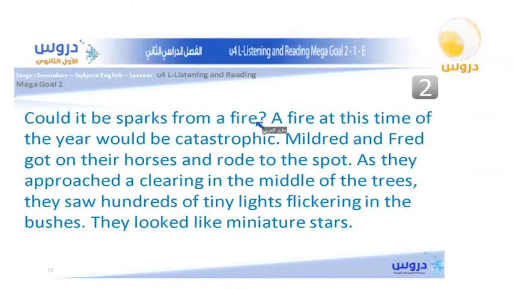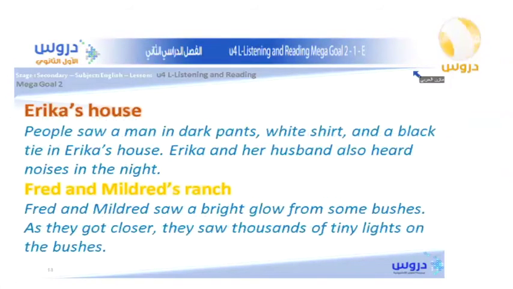So just to sum up those stories, we started with Erica's house. We said that people saw a man in dark pants, a white shirt, and a black tie in Erica's house, and Erica and her husband also heard noises in the night. This is our first strange event, and the first story. The second one is about Fred and Mildred. Fred and Mildred saw a bright blue glow from some bushes. As they got closer, they saw thousands of tiny lights on the bushes. This is also the second strange event, and all of them are true stories, by the way.